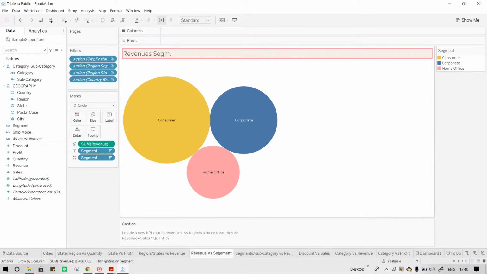In this graph, you can clearly see the revenue model, that consumer outplays its other counterparts. We can work on home office and corporate. We can give them discounts or we can make a combo offer for these two products.